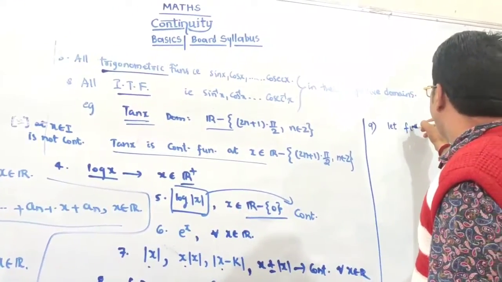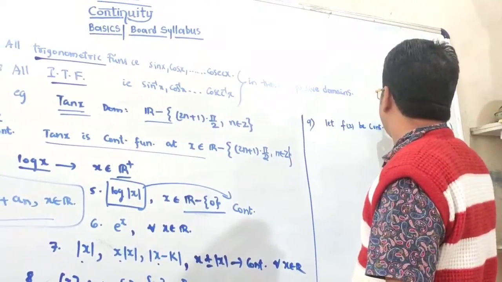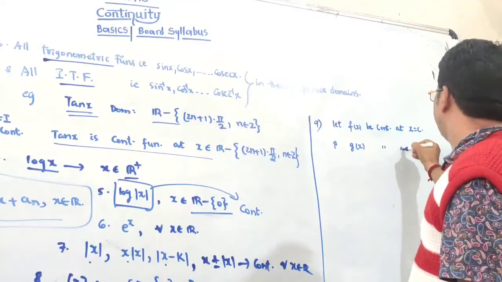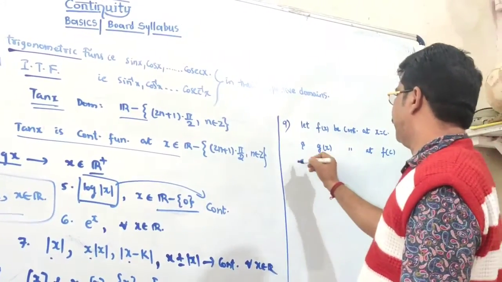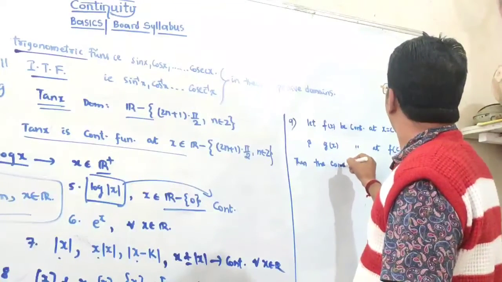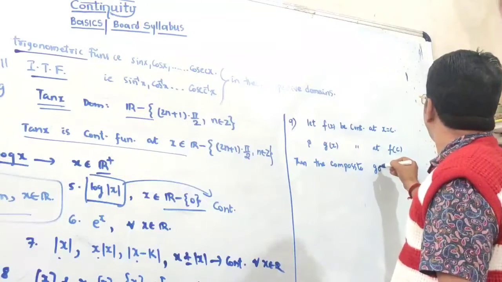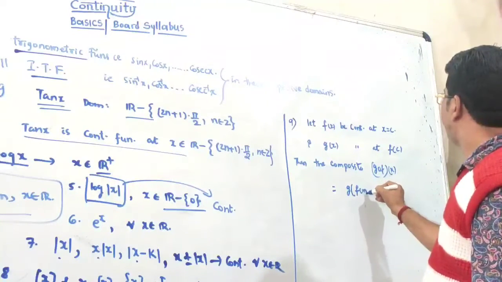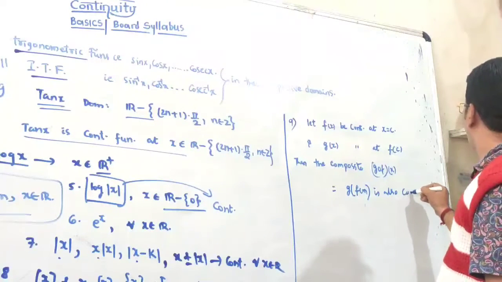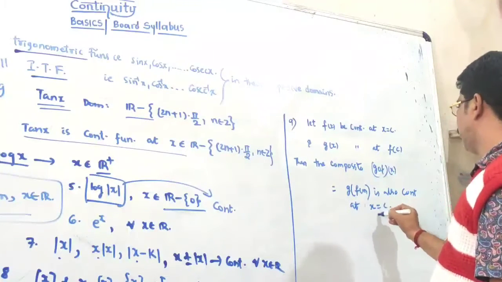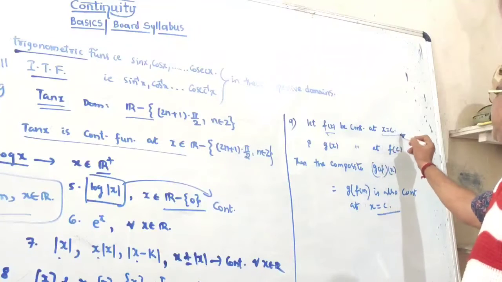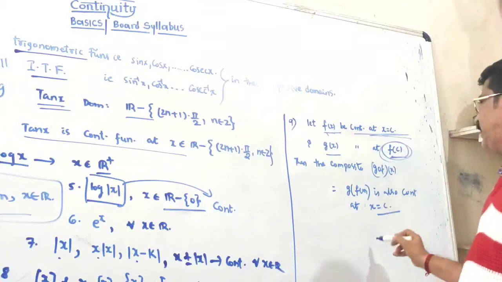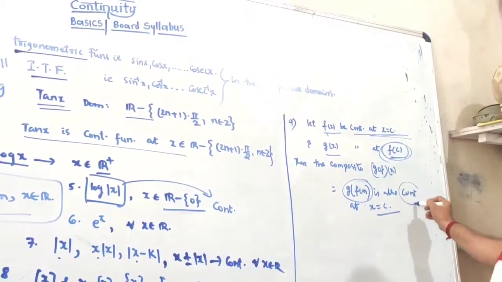Next, let f of x be continuous at x equal to c, and g of x is continuous at f of c. Then the composite g circle f of x, means g of f of x, is also continuous at x equal to c. So f should be continuous at x equal to c, and g of x should be continuous at f of c. Then g circle f of x is continuous at x equal to c.